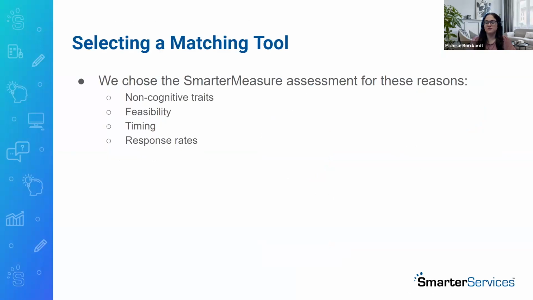Additionally, there were benefits of feasibility, timing, and response rates. So these are some of the things that Mary talked about earlier. So as far as feasibility, SmarterMeasures has this great online platform that you can just download, export the data, and it gives you all the scales ready to go. And so that was really useful for us.